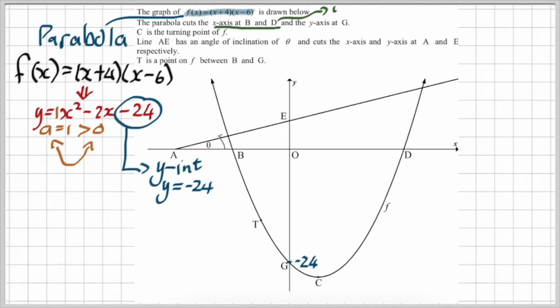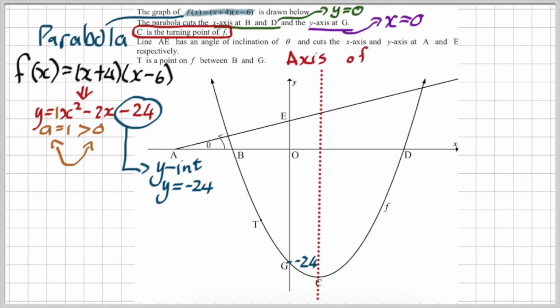The second sentence says that I've got x-intercepts, 2 of them actually, at B and D, which means y is 0. Where the graph cuts the y-axis, I've got x equal to 0. Also, very important, is the information that C is the turning point. Therefore, there's an axis of symmetry, which means the distance from B to my axis of symmetry is the same as from D to my axis of symmetry.